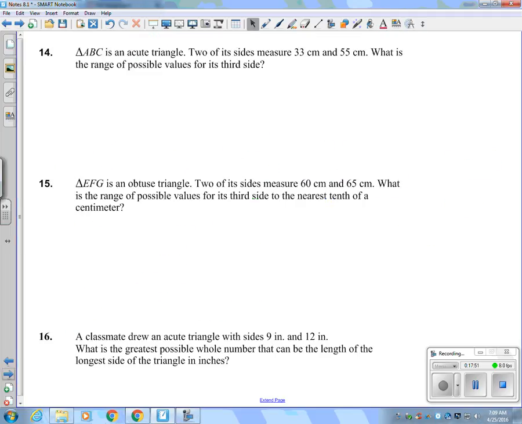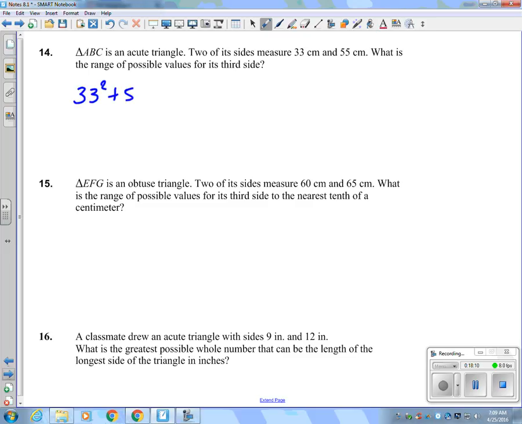So here we say we want it to be an acute triangle. Two of its sides measure 33 and 55. What does the third side have to be? But in this problem, when they ask for the third side, that doesn't mean that I'm looking for C, although it could mean that. So let's look at that possibility.